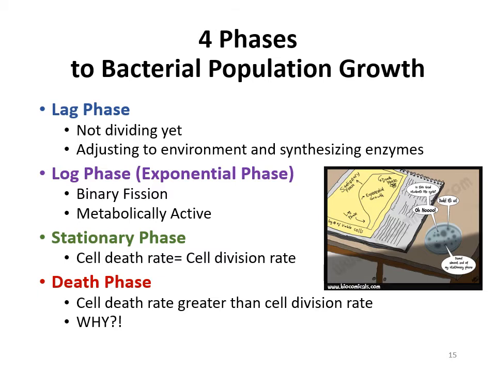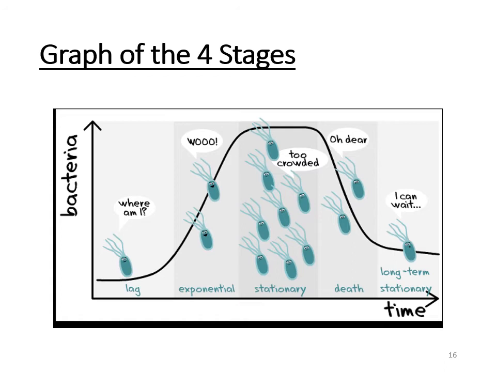Okay? So looking at our 4 stages, like I said, you have to know your 4 stages: lag, log, stationary, and death. Sometimes, as you can see in this figure, we call the log phase exponential. And sometimes they'll throw in at the very end a long-term stationary phase, but you don't have to know that. You have to know lag, log, stationary, and death. So what happens at the lag phase, you'll notice at that phase you don't have many bacteria yet.